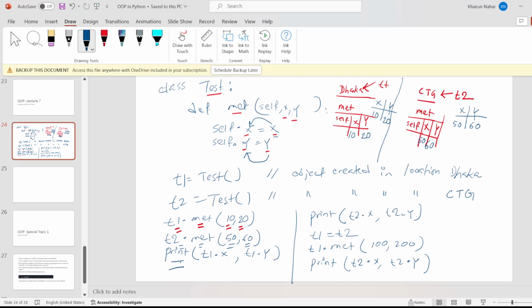Then I print t1.x. So I go to t1, I find Dhaka, I find x, which is 10. So if I write the output, t1.x gives me 10 and t1.y gives me 20. Again, if I print t2.x and t2.y, we get 50 and 60. So my second pair of output is 50 and 60.